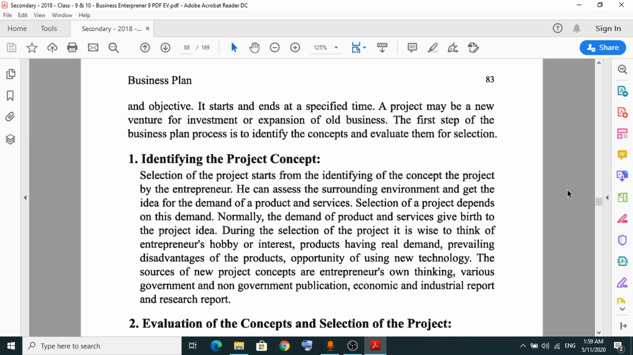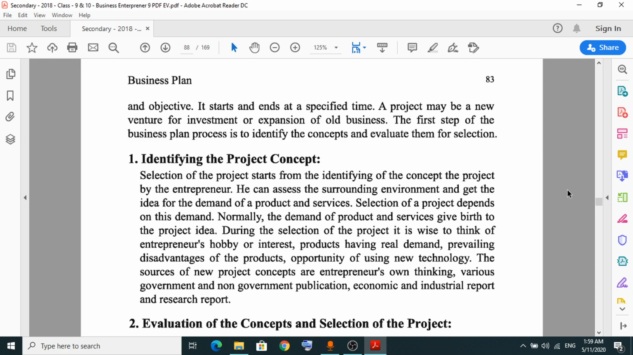Different types of projects are working in your mind, but you have to pick the correct one for your success. If you can pick the correct one, that will help you reach the top level of success. And this correct picking depends on several factors, and we'll discuss them in the next topics. But the first one is, you have to identify the project concept.